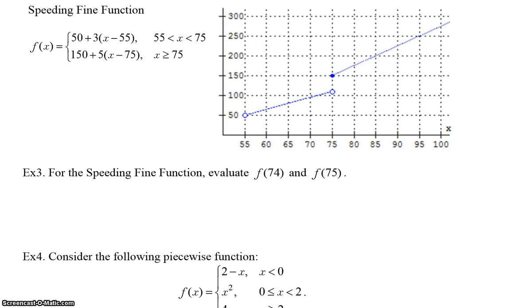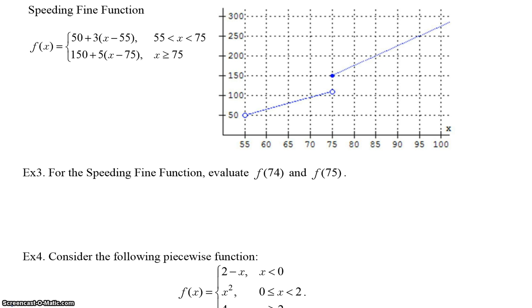Continuing with section 2.6, let's look at example 3 now. For the speeding fine function, evaluate f of 74 and f of 75. F of 74 would be the fine you would be charged according to the function for speeding at 74 miles per hour.